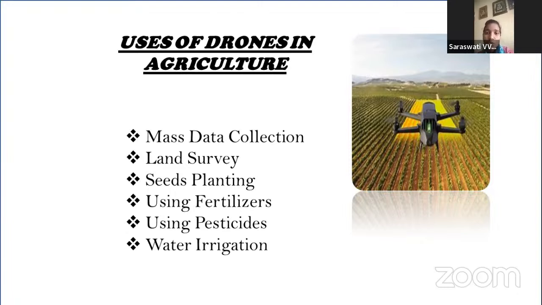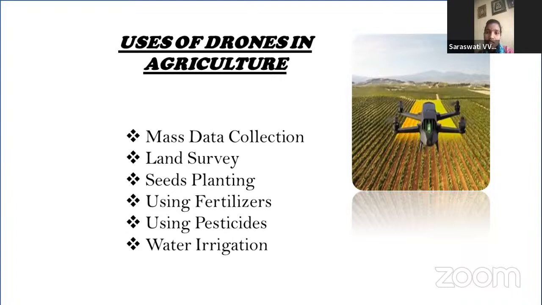And next one, using the fertilizer. Some drones can spray the fertilizer directly onto the crop, which reduces human work. Nano urea is 86% absorbed by the plant, and it is easily spread on the crop by the drones.